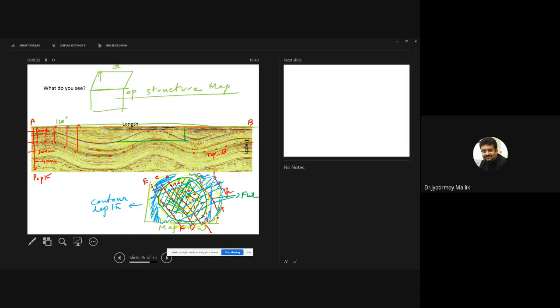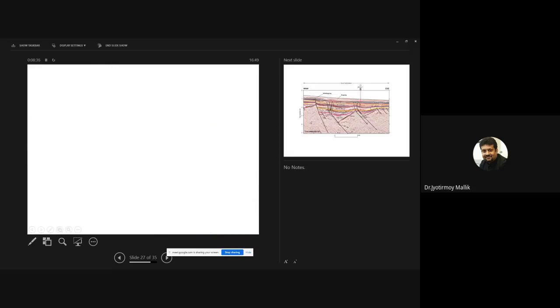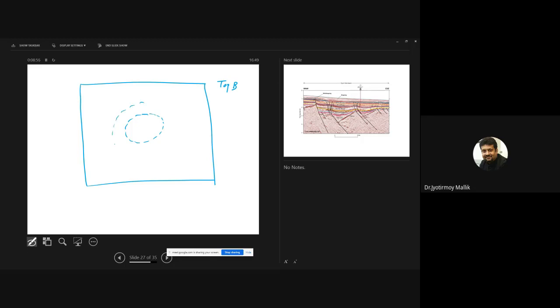So if I try to draw it once more here, here is my top structure map of top B. And then, of course, I have depth contours.